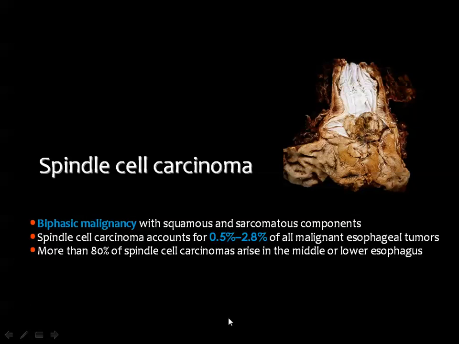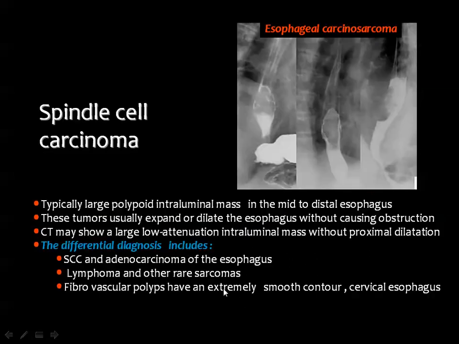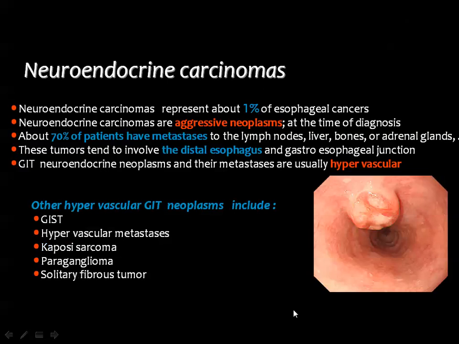This spindle cell sarcoma or spindle cell carcinoma is a biphasic malignancy with a squamous content and sarcomatous component. This lesion is considered rare and usually affects the distal part of the esophagus. It may appear as a bulboid mass in the middle or in the distal third of the esophagus, and may be mistaken for a squamous cell carcinoma, sometimes for lymphoma, but it is not mistaken for fibrovascular polyp, for example, because the polyp starts in the cervical esophagus and it should have a very smooth contour.